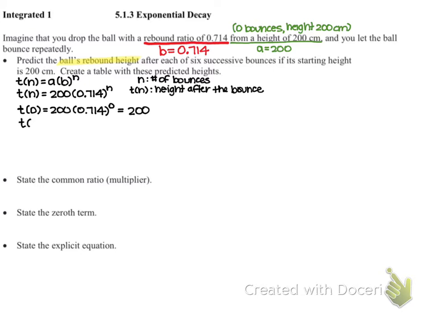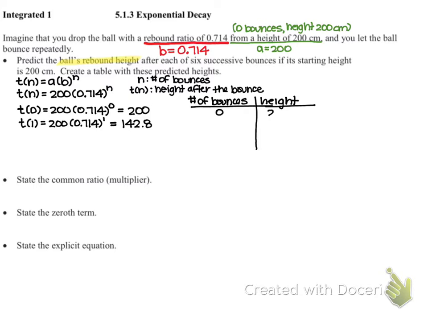All right, let's see what happens after 1 bounce. So we're going to take our equation, and then we're going to put 1 in for the bounce. Because what we really want to do, if we were to set up a table, which I think we're going to do here in just 1 second, we would take the original drop height, so this is my number of bounces, and this is the height. In the beginning, it should be 200.